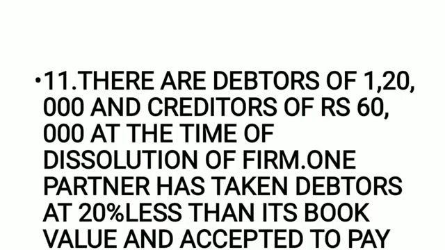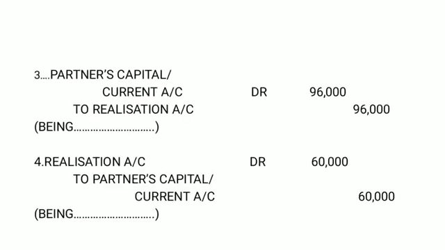It is taken at 20% less than its book value. What is the book value? 1,20,000. 20% of 1,20,000 is 24,000. So this is the value at which the debtors are taken over by the partner. 1,20,000 minus 24,000 gives you 96,000. And the partner has accepted to pay the creditors. When the partner accepts to pay the liability, this is the journal entry: realization account debit 60,000 to partner's capital current account 60,000.